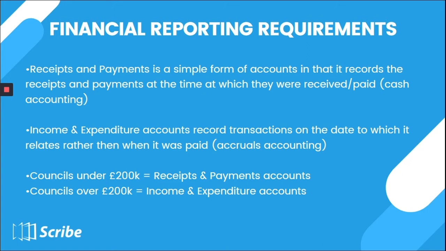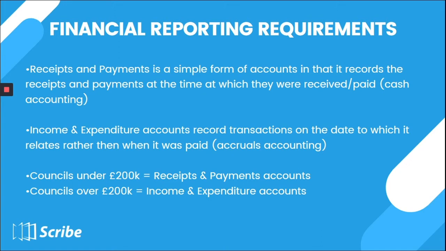The council's financial reporting requirements are based on their size, so councils with a gross income and expenditure both under 200,000 can use receipts and payments accounts, although they can opt to move up to income and expenditure if they so wish, and councils over 200,000 for 3 consecutive years do need to use income and expenditure.